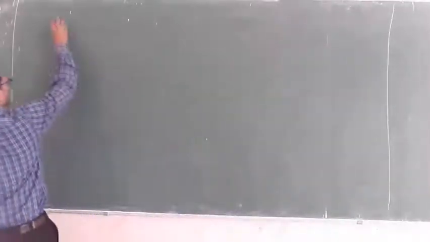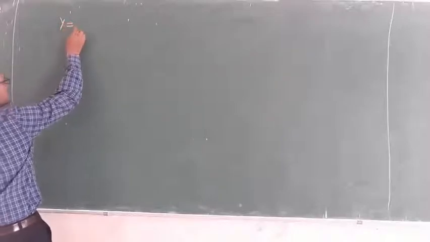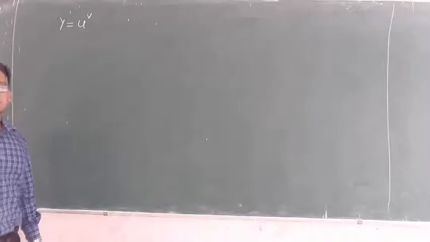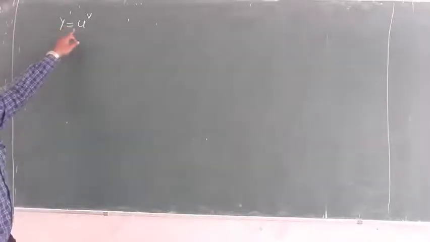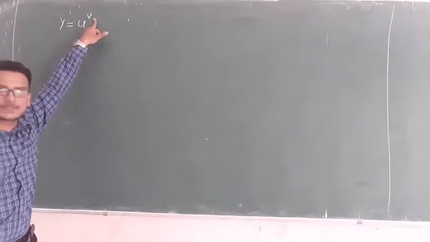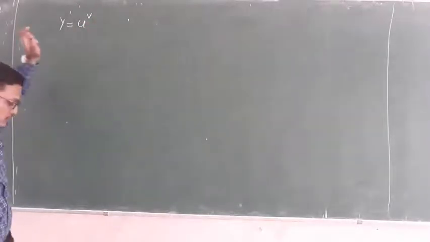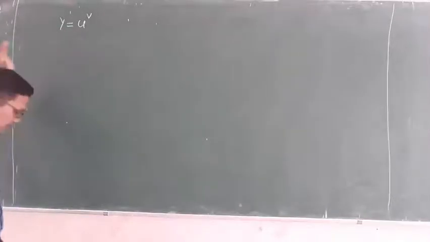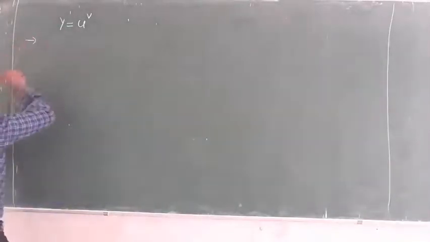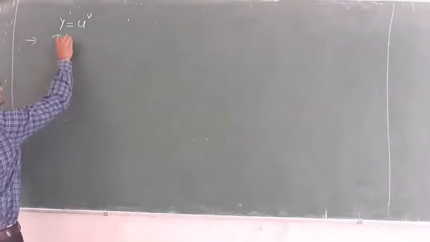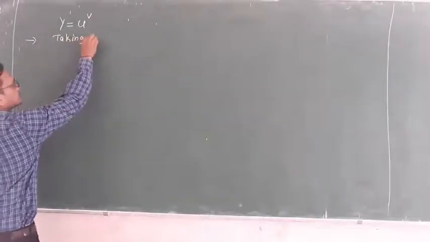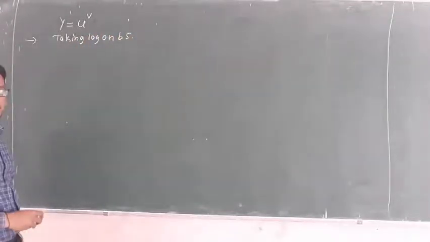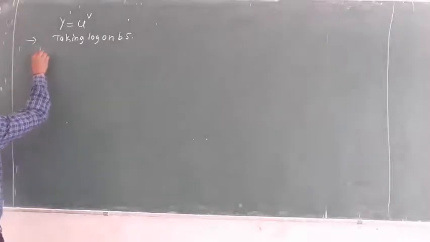Suppose you have the function y is equal to u to the power v, where u and v are functions of x. If you have a function in this form, then your first step is taking log on both the sides. So you have to take the log on both the sides.